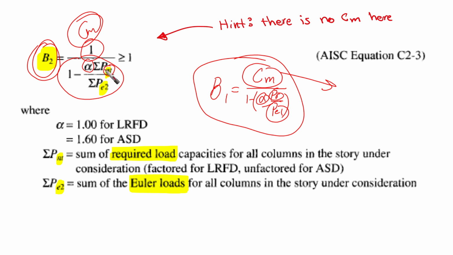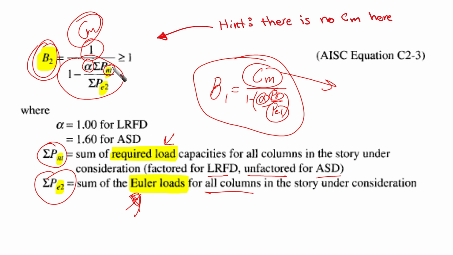Sigma PNT is the sum of the required load capacities of all columns in the story under consideration. This is of course factored for LRFD and unfactored for ASD. And the summation of PE2 is the sum of Euler loads. So here this is related to the required loads, and here it is related to Euler loads for all columns.